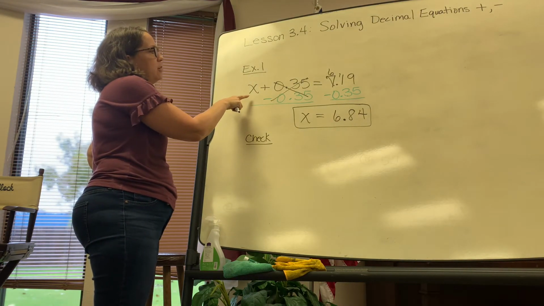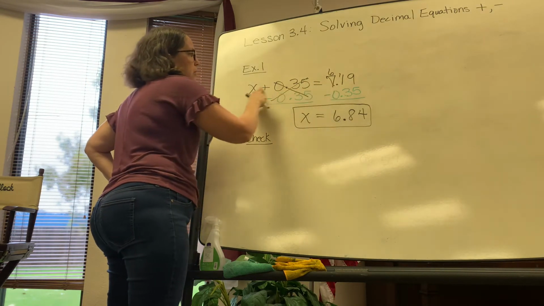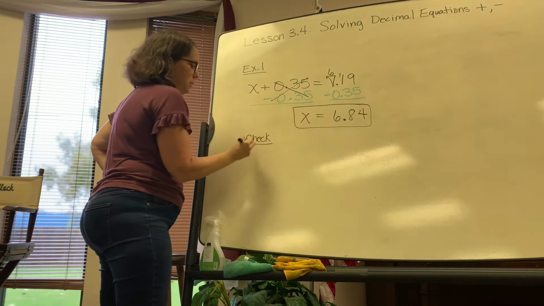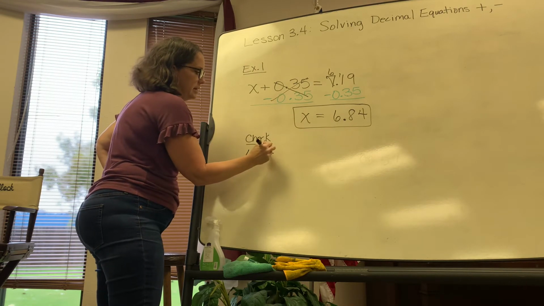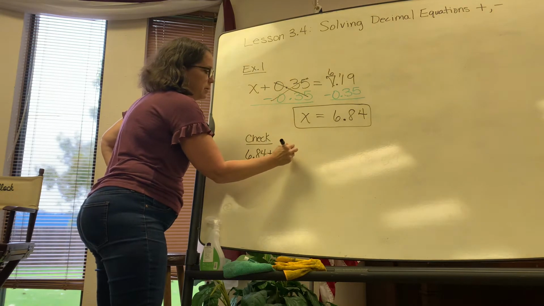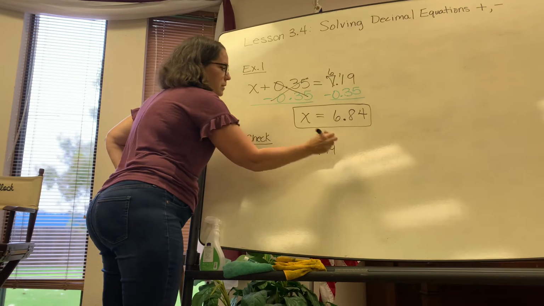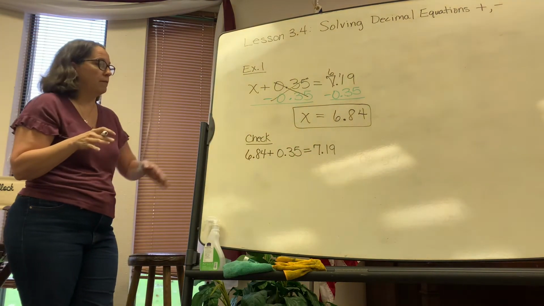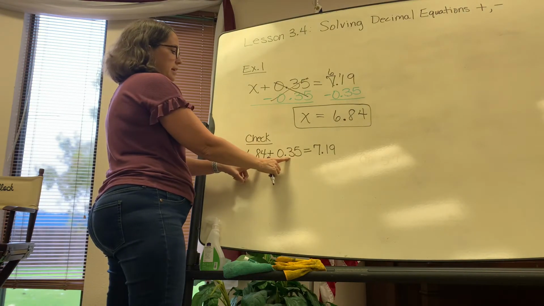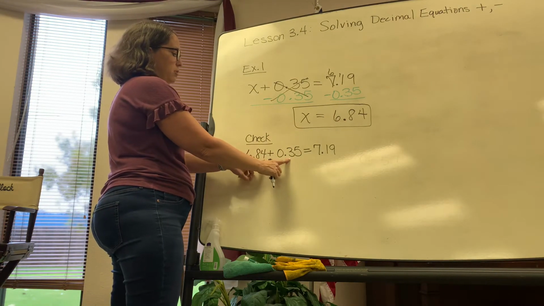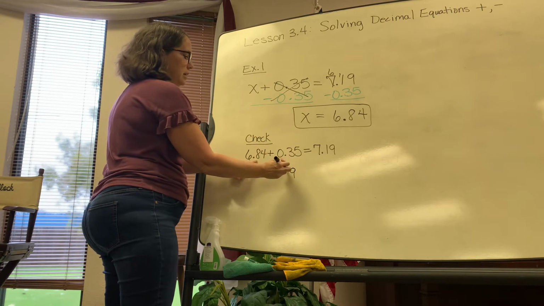Okay, the way you check an equation is you take the original equation, and instead of x, we're going to put the 6.84. So I put 6.84 instead of x, plus 0.35 equals 7.19. So this is how it has to look. You have to show me that you substituted it. Then you do this addition. Some of y'all can do this in your head. You could go 5 plus 4 is 9. 3 plus 8 is 11.